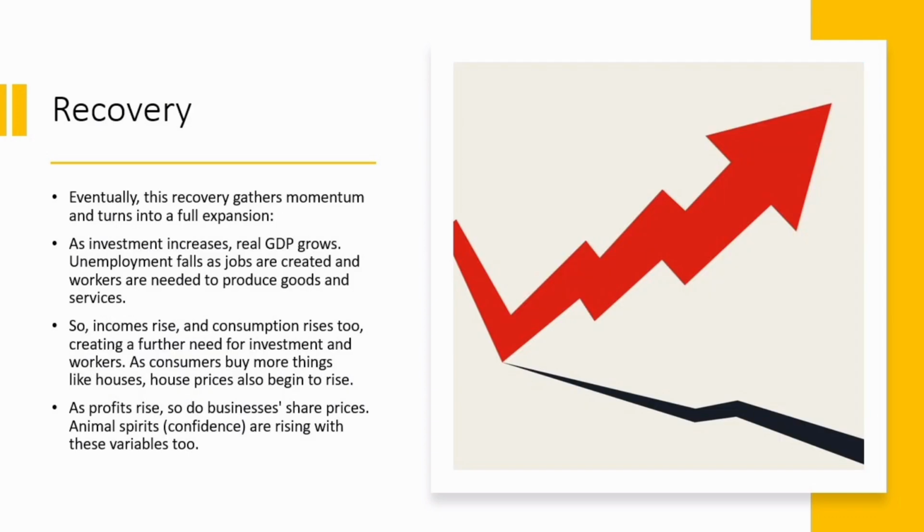Recovery. Eventually, this recovery gathers momentum and turns into a full expansion. As investment increases, real GDP grows. Unemployment falls as jobs are created and workers are needed to produce goods and services. So, incomes rise and consumption rises too, creating a further need for investment and workers. As consumers buy more things, like houses, house prices also begin to rise. As profits rise, so do businesses' share prices. Animal spirits, confidence, are rising with these variables too.